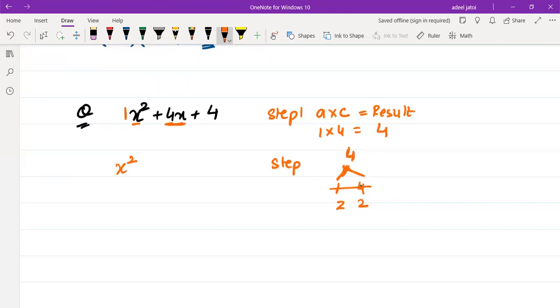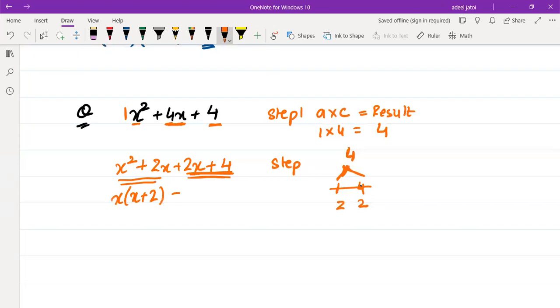But this 4x will be broken into two parts. That is 2x, 2x. And this 4 will be written as it is. Now, take 2 common. First from the first two values, then from the second value. So x is the common between these two. So this will be x plus 2.